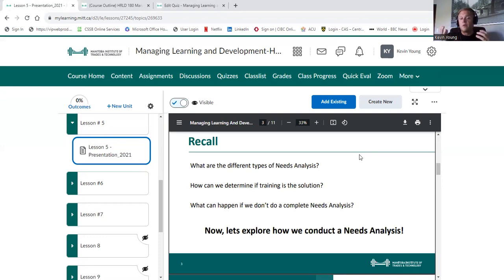And what can happen if we don't actually do a complete needs analysis? Well, we've talked about some of the risks involved when you don't do a thorough needs analysis. And a lot of organizations, as discussed, skip the needs analysis. Why? Usually because of urgency. We have a problem, let's jump right on it. We know what the solution is, so there are biases involved, some assumptions, some ego. We don't need a needs analysis. We know what the problem is. Let's develop the solution.